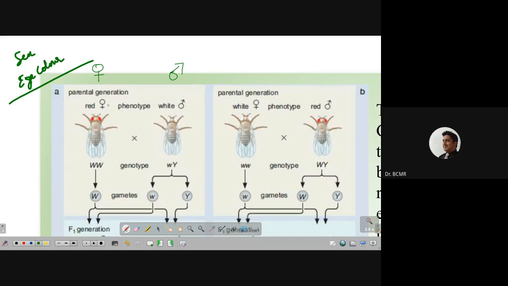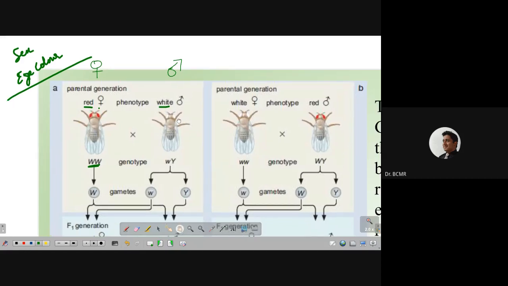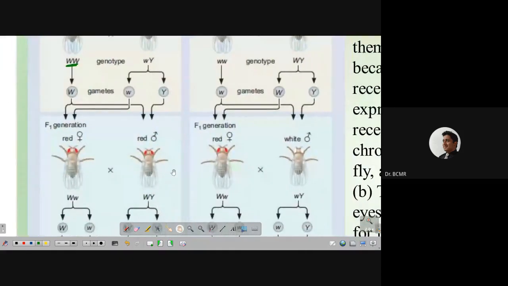So here is a female with red eyes, which for some unknown reason is given as WW. The opposite would have been white eyes. Okay, red-eyed female, white-eyed male. If there was a cross between these two, then there will be something else.